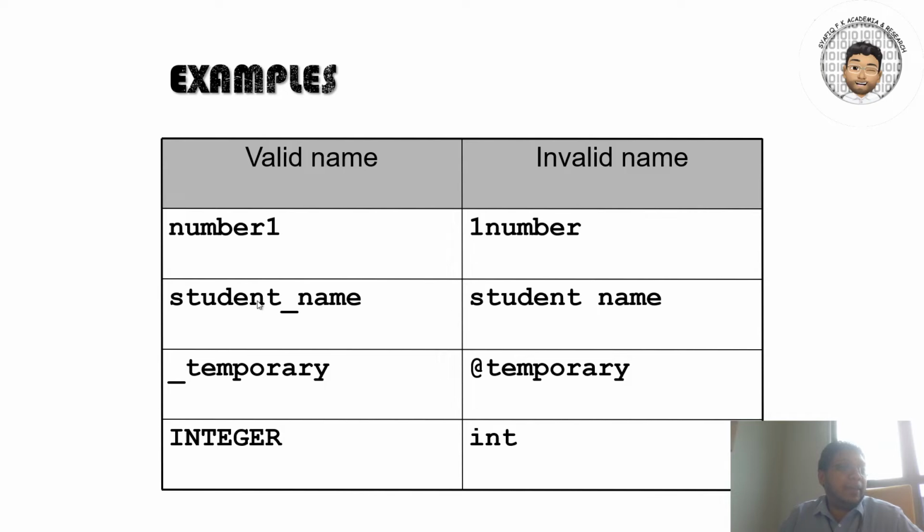Then you have student_name, student underscore name. Here, student name without the underscore is wrong because you have a blank space, which counts as two variables. Underscore temporary count is okay. But add temporary is not okay because add is being used for other things. Integer counts as a variable. Int cannot count as a variable because it is used to define the variable.